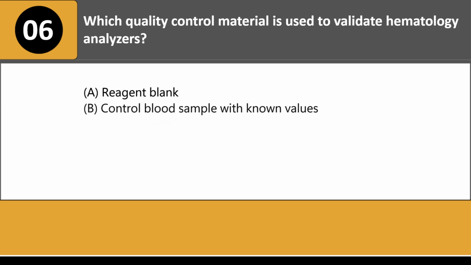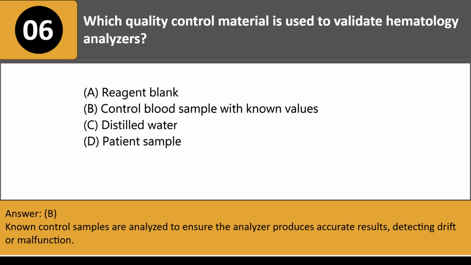Which quality control material is used to validate hematology analyzers? A. Reagent blank. B. Control blood sample with known values. C. Distilled water. D. Patient sample. Answer B. Known control samples are analyzed to ensure the analyzer produces accurate results, detecting drift or malfunction.